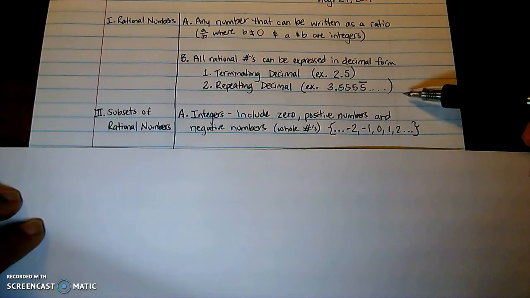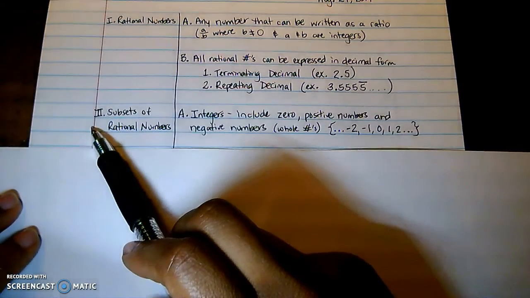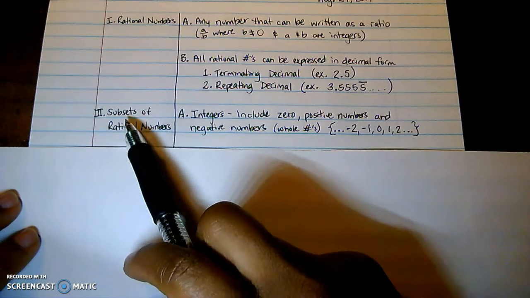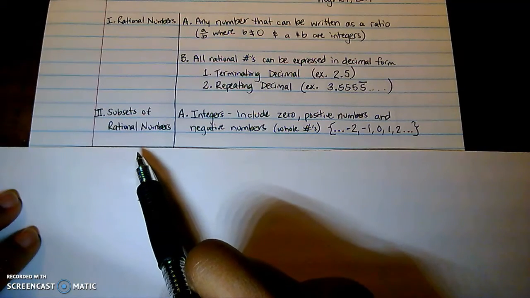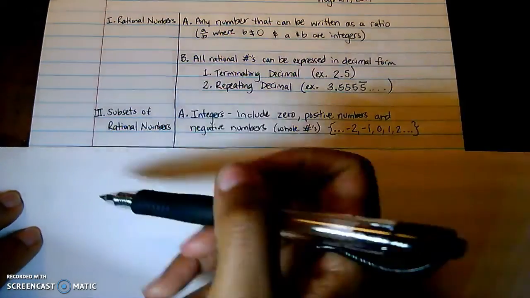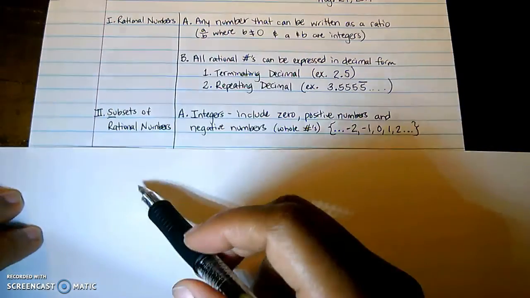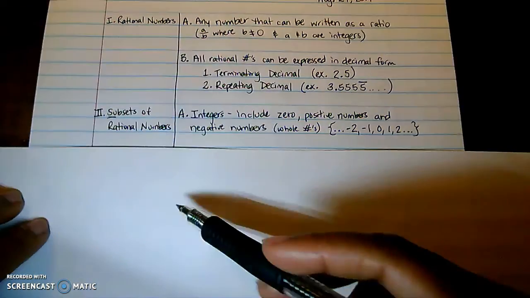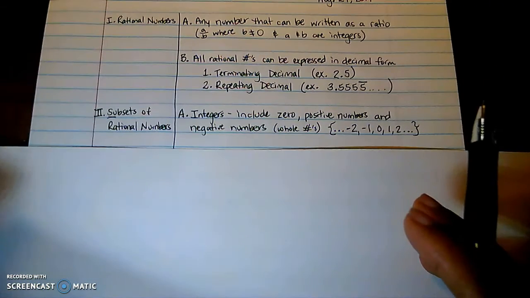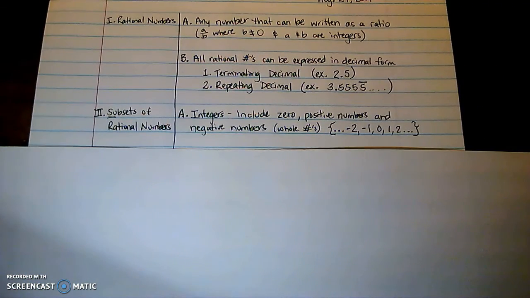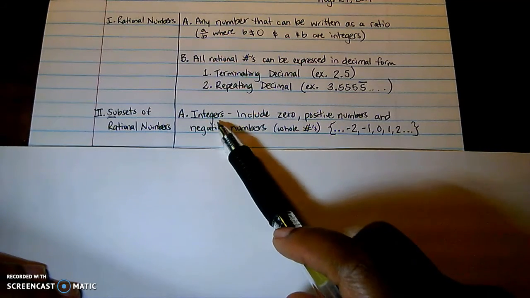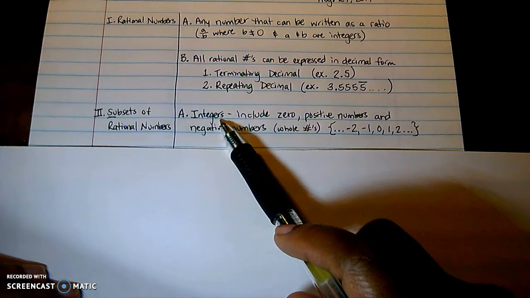You can skip another line and we're going to write a Roman numeral 2 for our second big topic of our notes, which is going to talk about the subsets of rational numbers. Now, if you know about the root word sub, then you know that sub means under. So we're basically talking about underneath the umbrella of rational numbers, what do we have? The first subset of rational numbers is called integers.